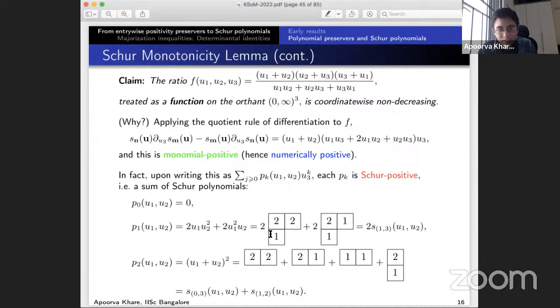And guess what? This is a Schur polynomial in u1 and u2, in one less number of variables. It's exactly a Schur polynomial. Similarly, if I look at the quadratic term, I get (u1 plus u2) squared, and that is u2 squared plus u1u2 plus u1 squared plus u1u2. And this cross term is a Schur polynomial. These three terms make up a Schur polynomial. So again, it's a sum of two Schur polynomials in a fewer number of variables. And this is what happens. The coefficient of every monomial in u3 is Schur positive in fewer number of variables.